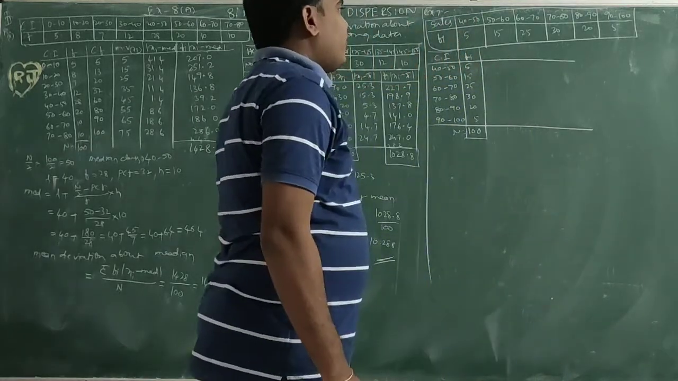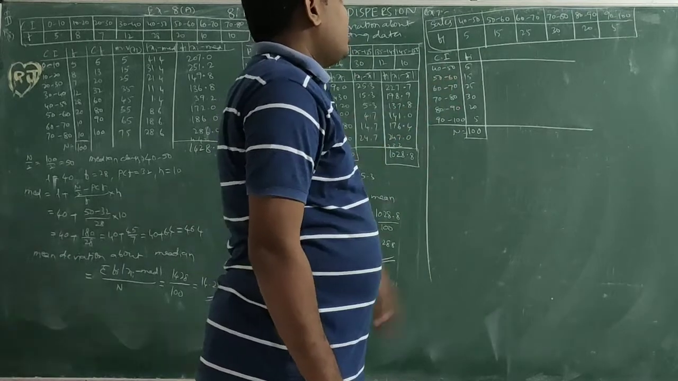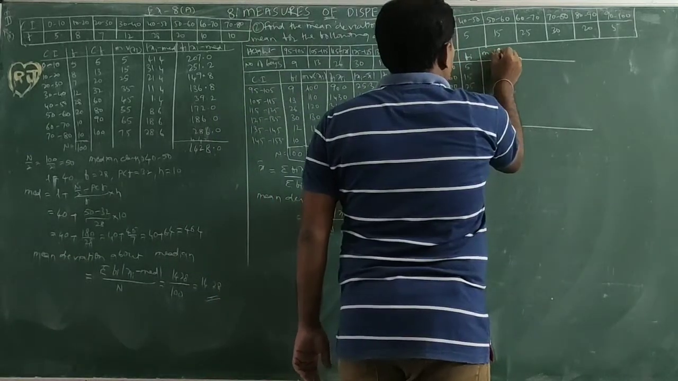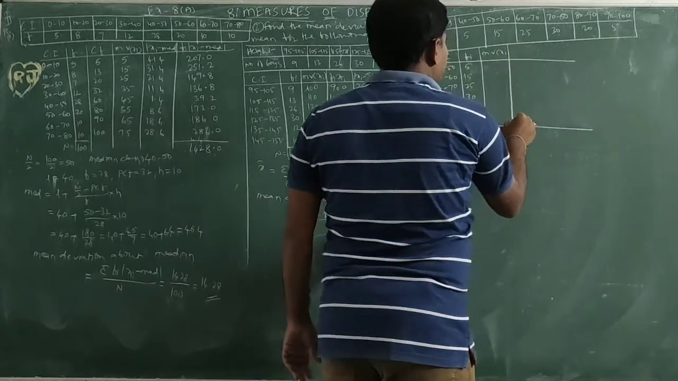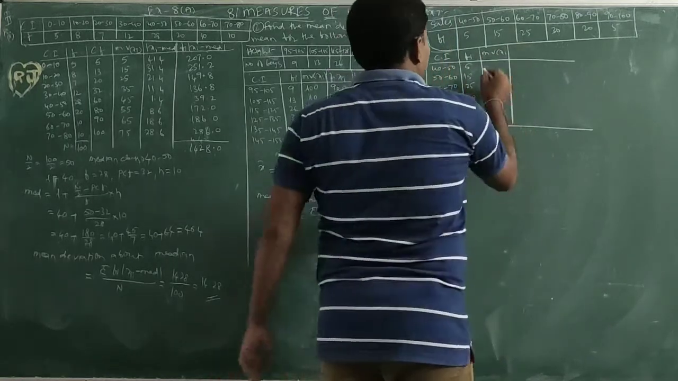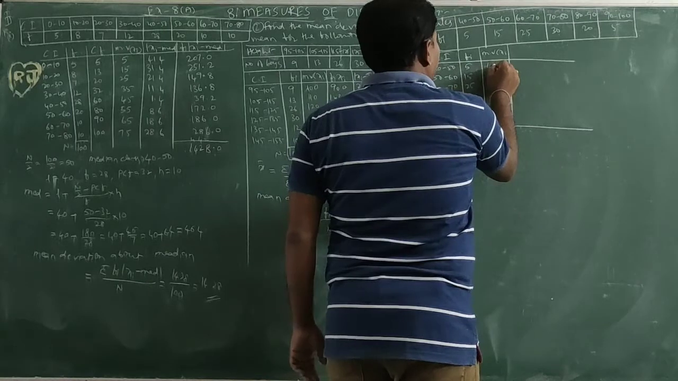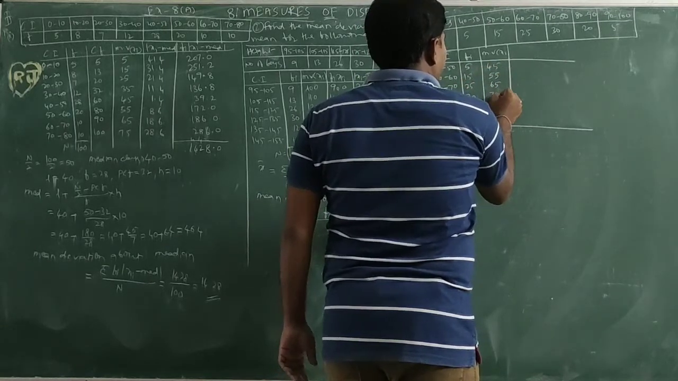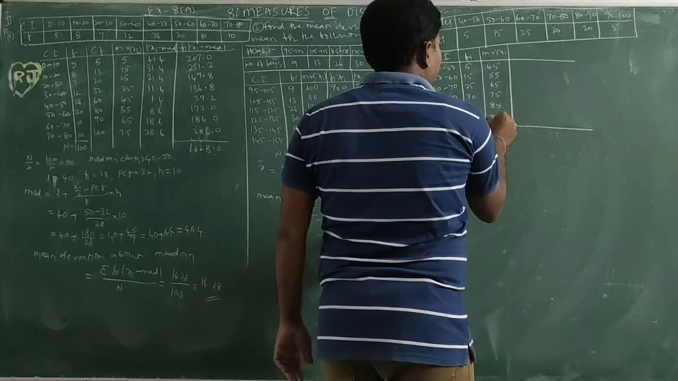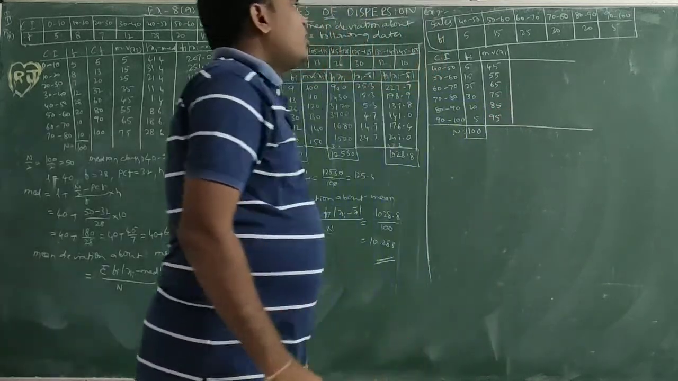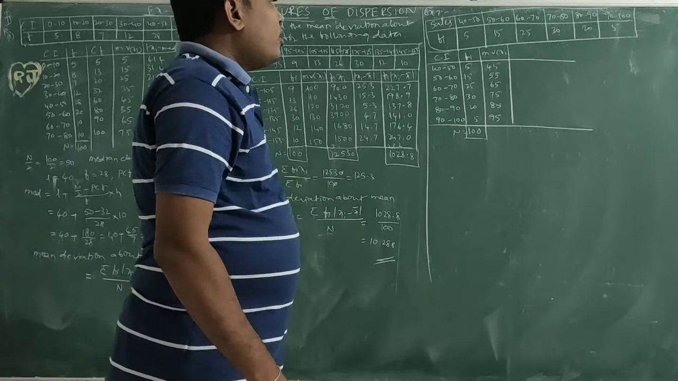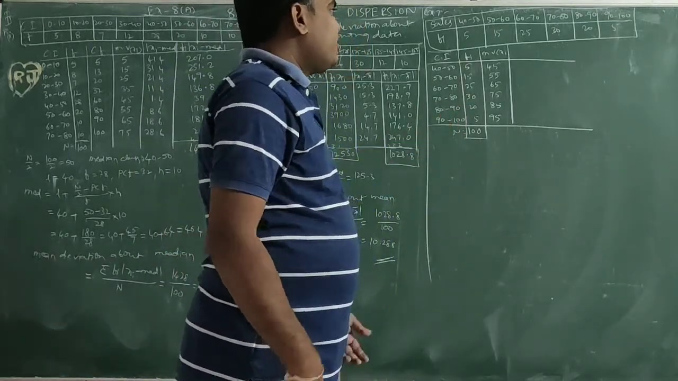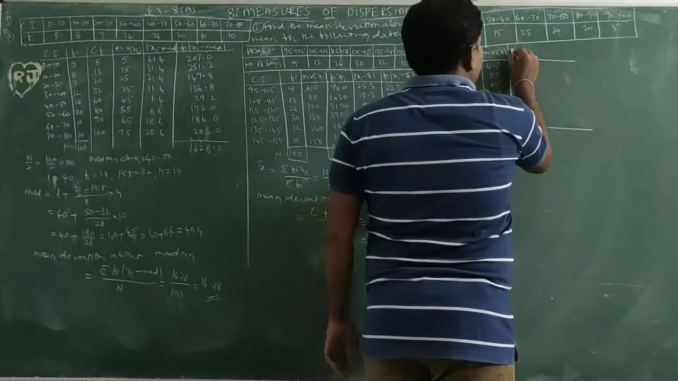This is fi. Next, I want to take the mid value xi. 40 plus 50 by 2 is 45, then 55, 65, 75, 85, 95. So this is the mid value xi. Now I want to take the product fi xi directly.